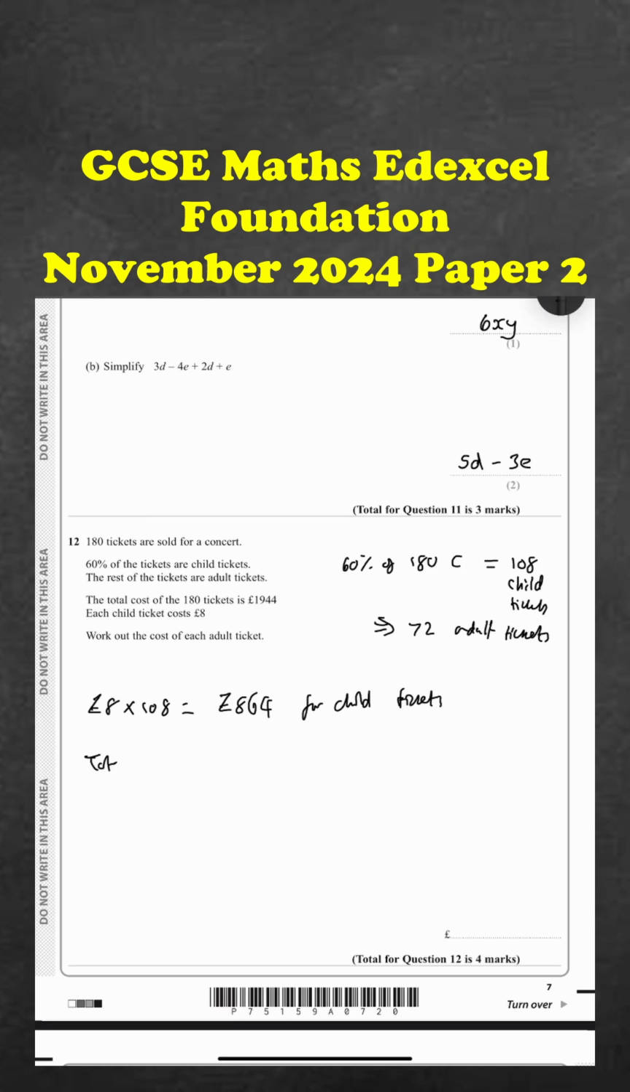Then the total is 1944 less 864 for the children, which gives us £1,080 for the total of the adult tickets. And we need to know, we have 72 adult tickets, so 1080 divided by 72 is the price of each adult ticket, £15.